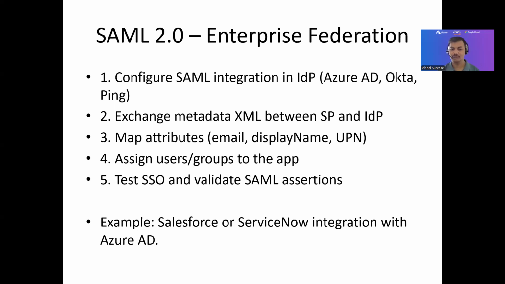And assigning the users and groups to the respective applications so that they are provisioned or synchronized and allowed access to all of those applications or services that we are going to provide. And then simply test the single sign-on, and that's going to validate the SAML assertion, right? So that's going to be leveraged to provide access to the respective applications.